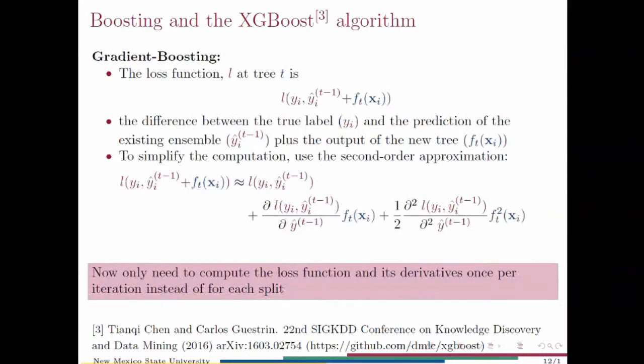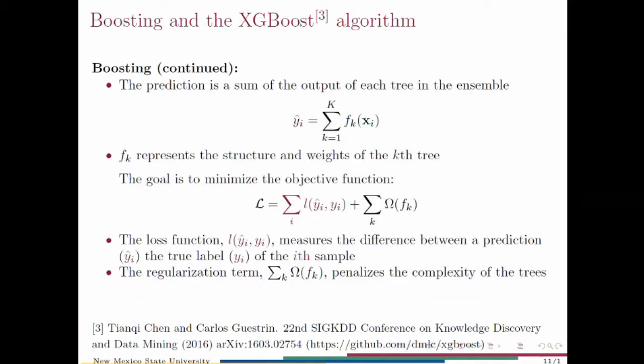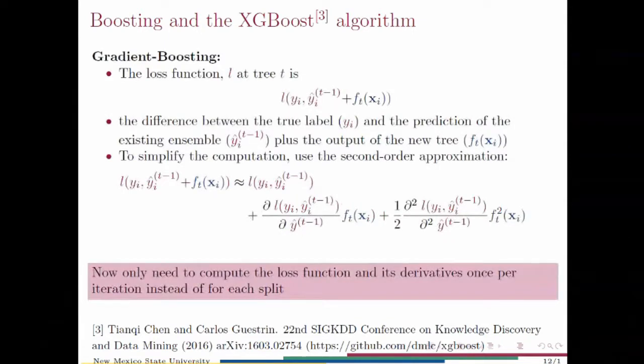Okay, so the gradient boosting, the way it's done in XGBoost, is this cool trick. When you're making your tth tree, your loss function is the difference between the truth and the prediction of your existing set of trees plus your prediction of your new tree. Because remember, it's just the sum over each tree. So then you can simplify this by doing a second order approximation.